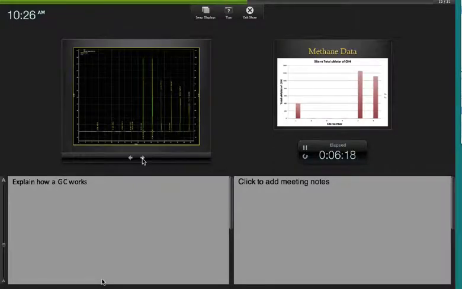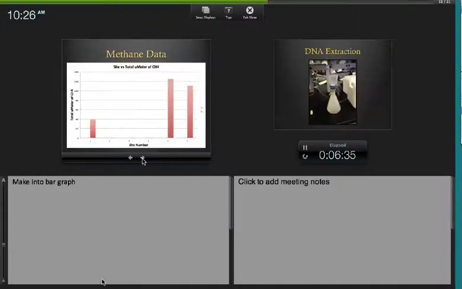And so this is an example of one of our most successful runs. We did encounter problems with the machine from a leaky septum in the injector port, so we took that into account and made sure we did each sample multiple times. And so here's just a bar graph to show the data we found for the methane samples. And as you can see, it's very up and down.